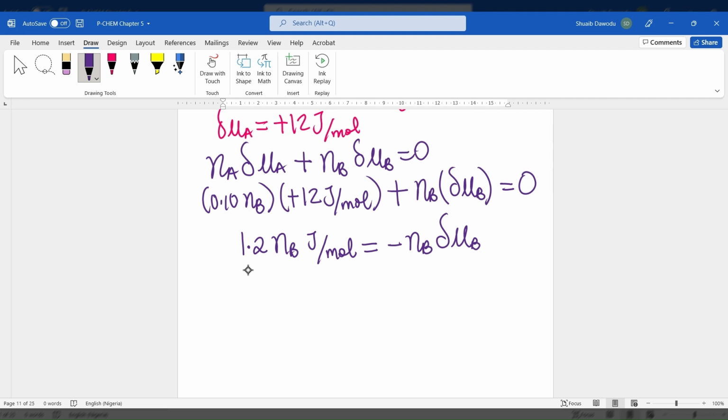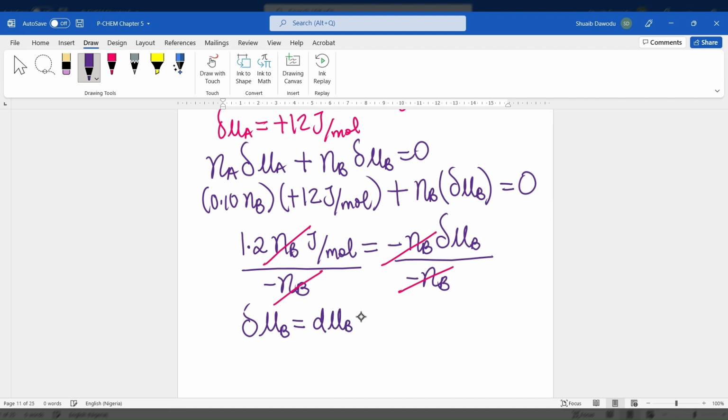Of course, we divide both sides of the equation, okay, by n sub B because we're trying to determine the change in chemical potential of B. So we must divide both sides by n sub B, the number of moles of B. So when we do that, we cancel out n sub B on the right side and negative n sub B on the left side. So we cancel this out as well. So now the change in chemical potential of B, or you can just say dμ of B, is going to equal negative 1.2 joule per mole. So that's basically the answer to this question.